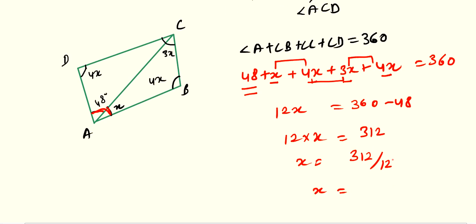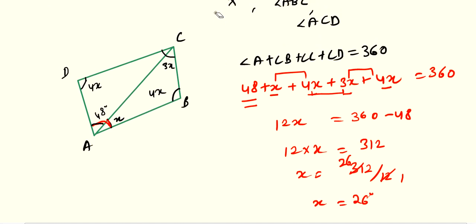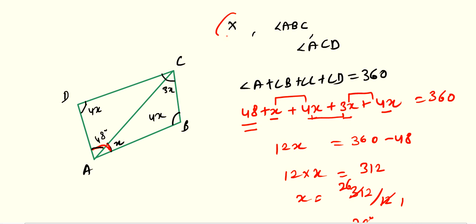26 is the required answer. 12 times 2 is 24, 7 remaining, this 2 will become 72. 12 times 6 is 72. So the value of x is 26. Okay, so now the angles that we have to find. What we have to find? Simply we have to find x. So that is calculated.